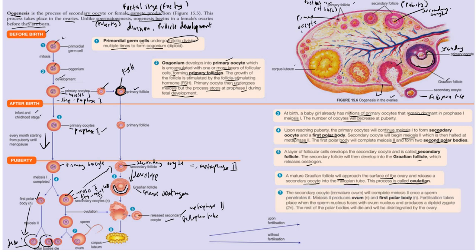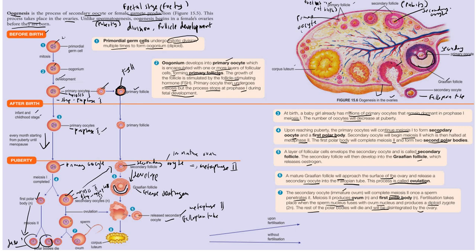Number 7. Okay, 7 here. The secondary oocyte, or immature ovum. Secondary oocyte is also known as immature ovum. Okay, the immature ovum will complete meiosis 2 once a sperm penetrates it. Meiosis 2 produces ovum and first polar body. Fertilization takes place when the sperm nucleus fuses with the ovum nucleus and produces a diploid zygote. The rest of the polar bodies will die and will disintegrate by the body.